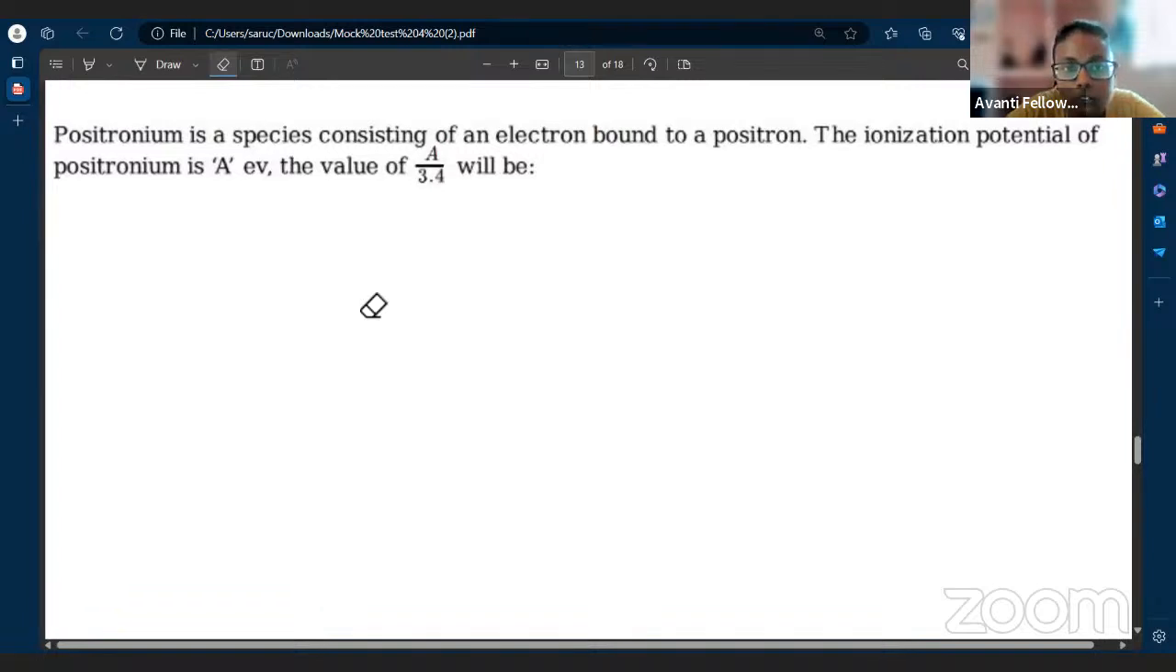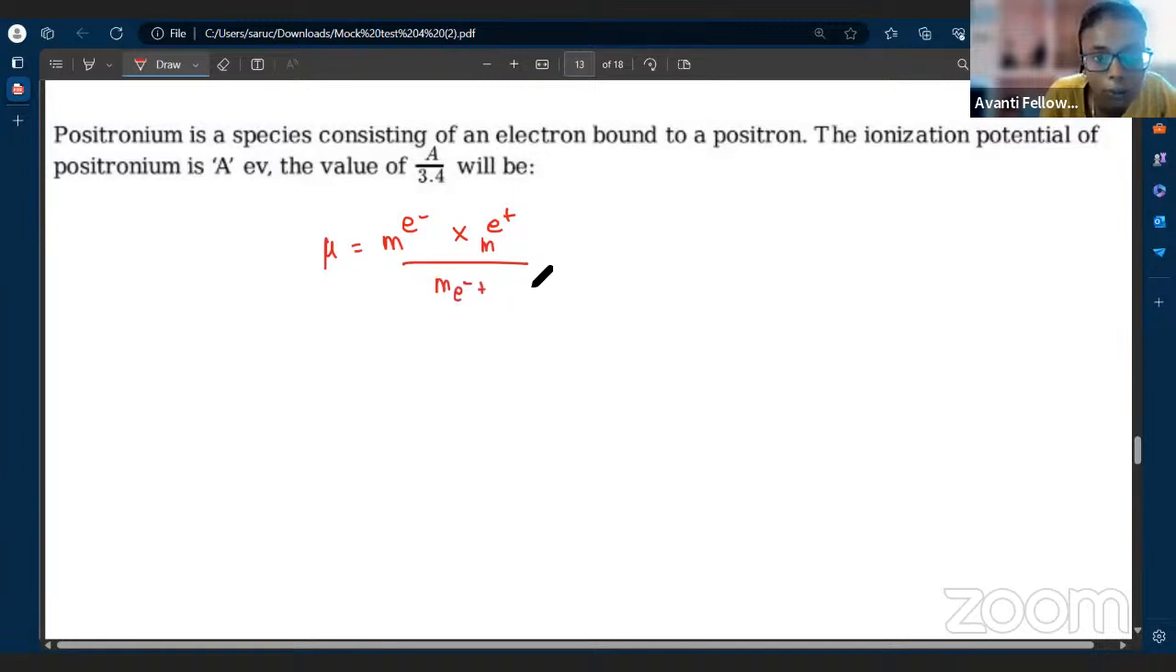Positronium is a species consisting of an electron bound to a positron. The ionization potential of positronium is A electron volt. Then the value of A by 3.4 will be? So electron and positron are bound together. Therefore, you have to calculate mu, which is mass of electron into mass of positron by mass of electron plus mass of positron.